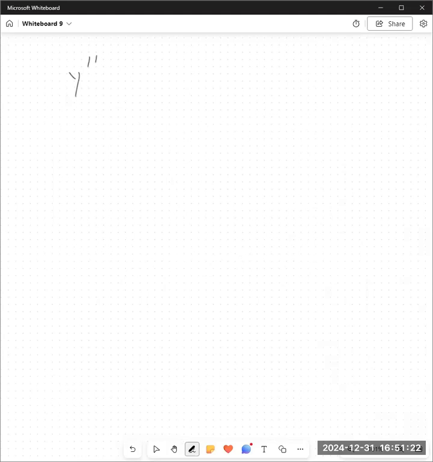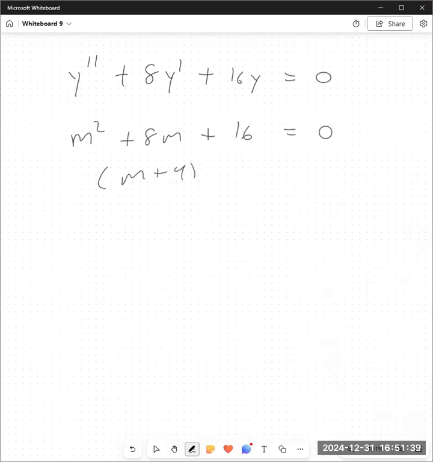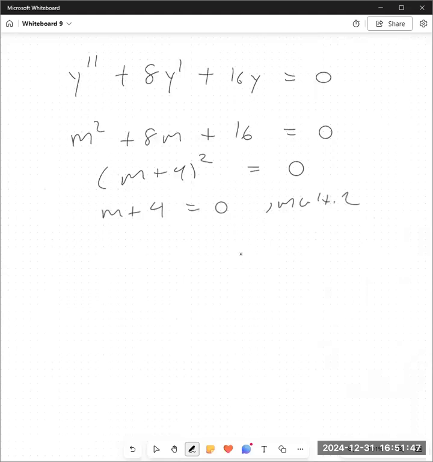We have y double prime plus 8y prime plus 16y equals 0. This is going to be an example of case 2, m squared plus 8m plus 16 equals 0. Breaks down into m plus 4 quantity squared equals 0. So I have m plus 4 equals 0. I have a multiplicity of 2 for this answer. m equals -4 multiplicity 2.